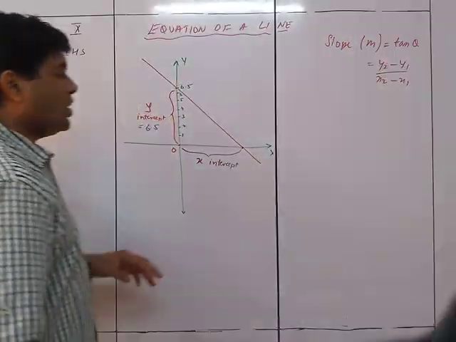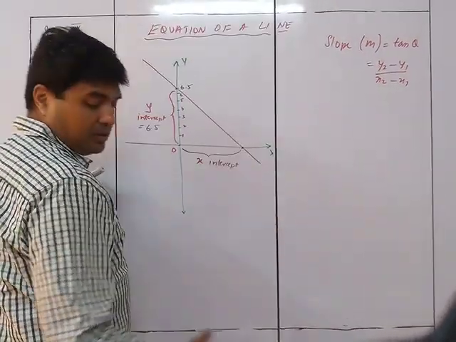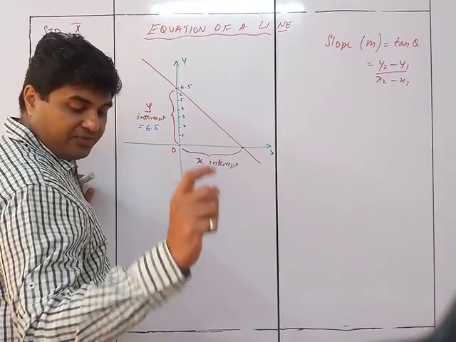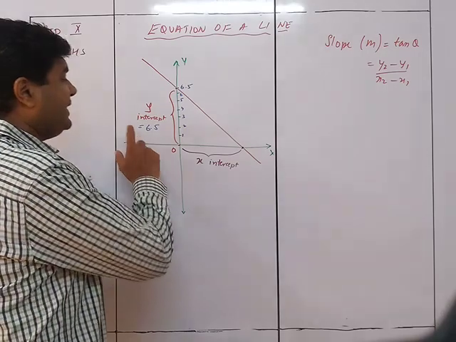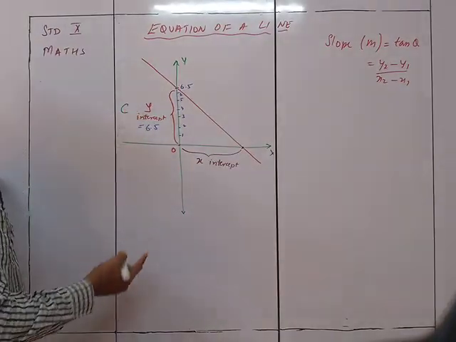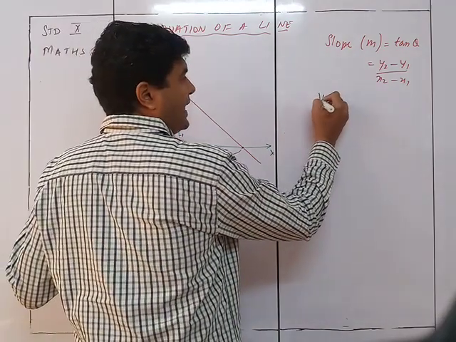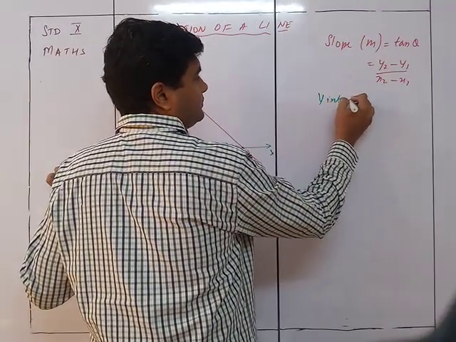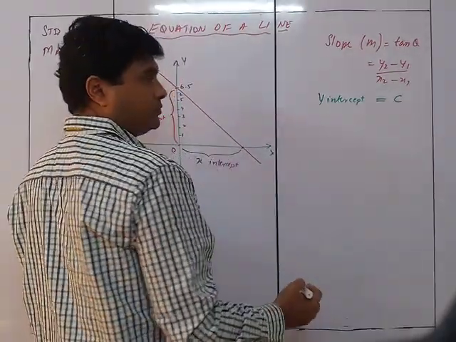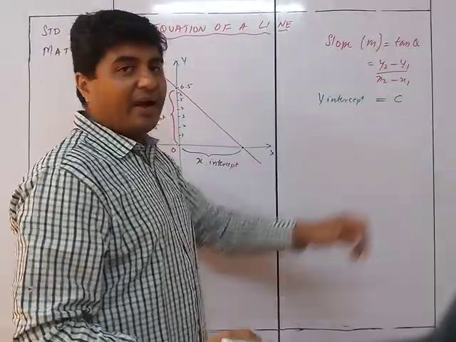The x-intercept is not denoted by any kind of letter, but the y-intercept is denoted by the letter c. So we have over here that the y-intercept is denoted by c. Slope is m and the y-intercept is c.